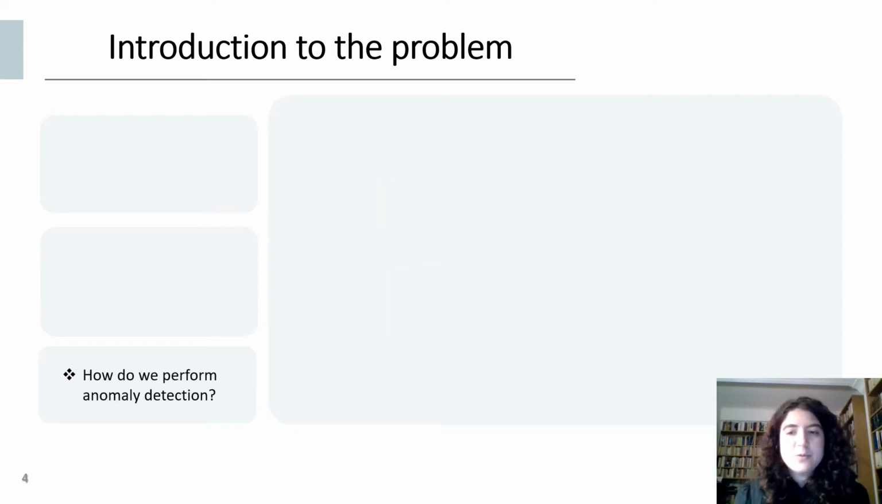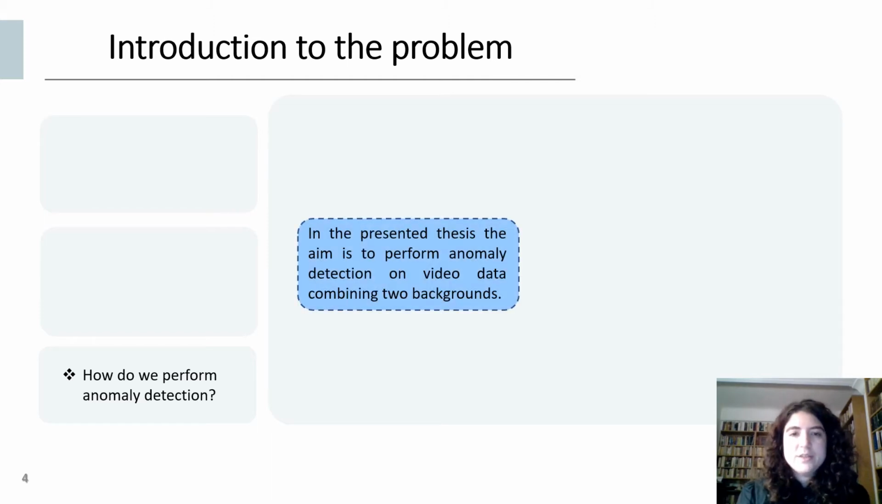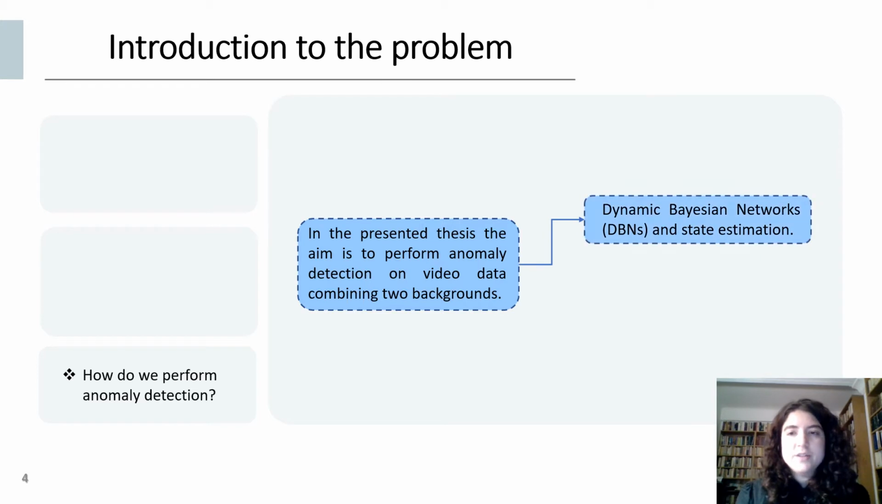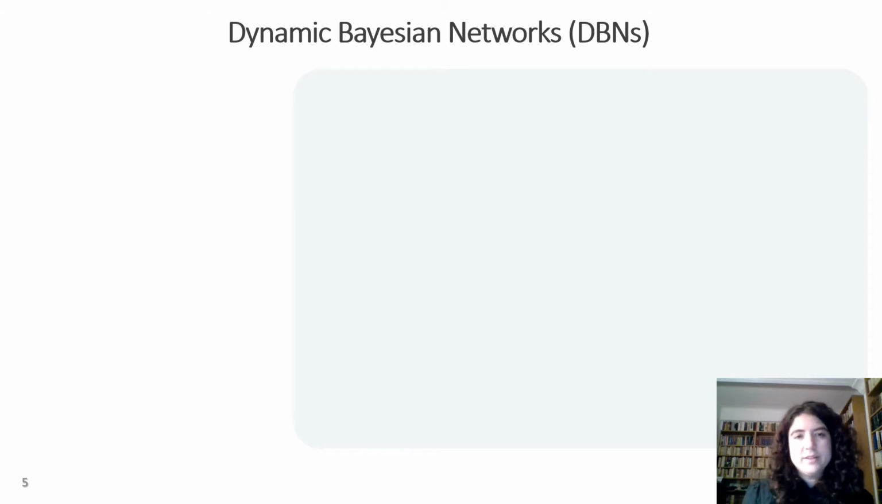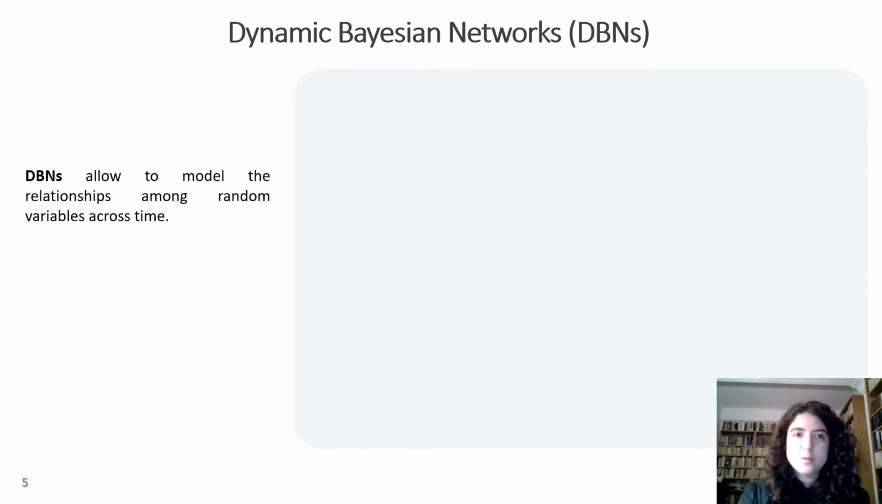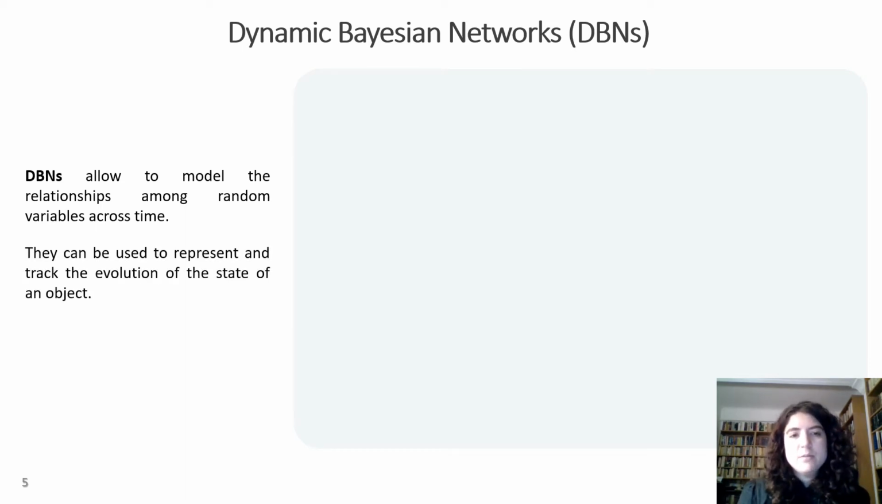And how do we perform anomaly detection? So in this thesis, we combine two different backgrounds, which are dynamic Bayesian networks and state estimation, and a deep neural network. First, we can go a bit into detail about dynamic Bayesian networks. DBNs allow to model the relationships among random variables across time, and they can be used to represent and track the evolution of the state of an object.